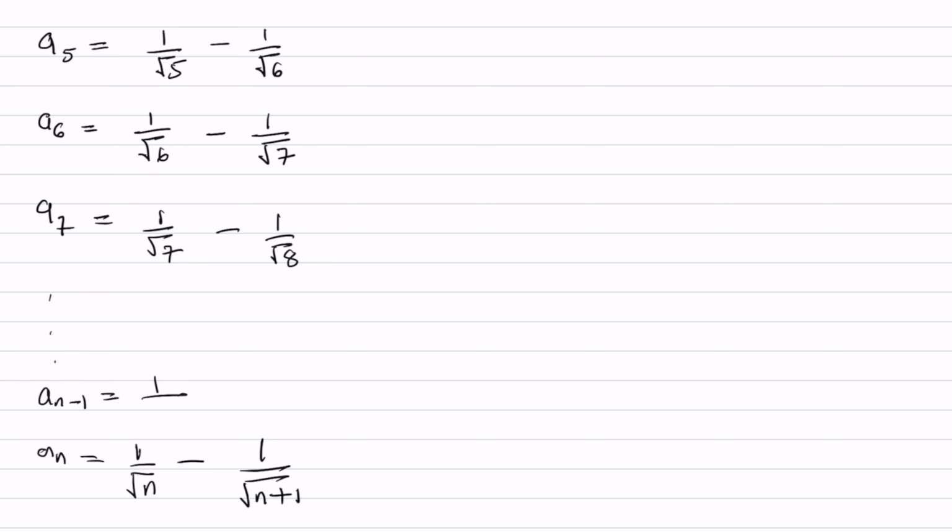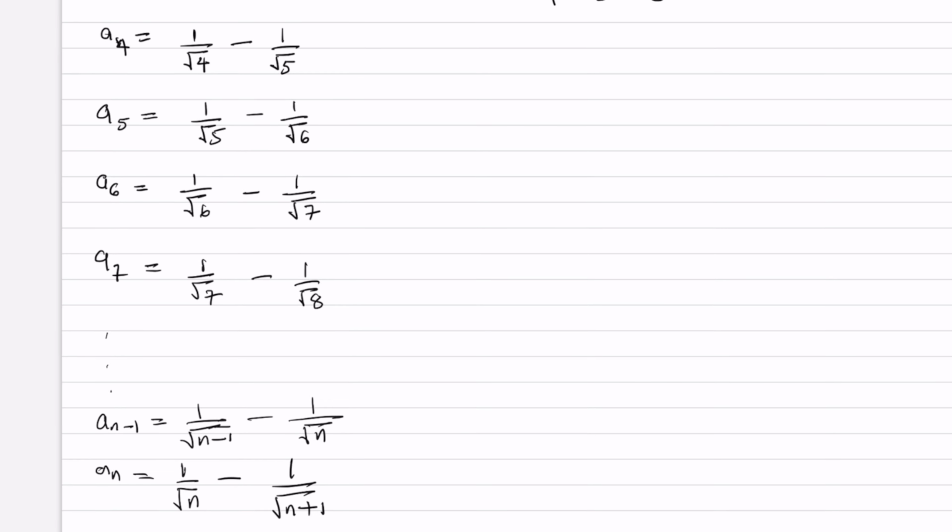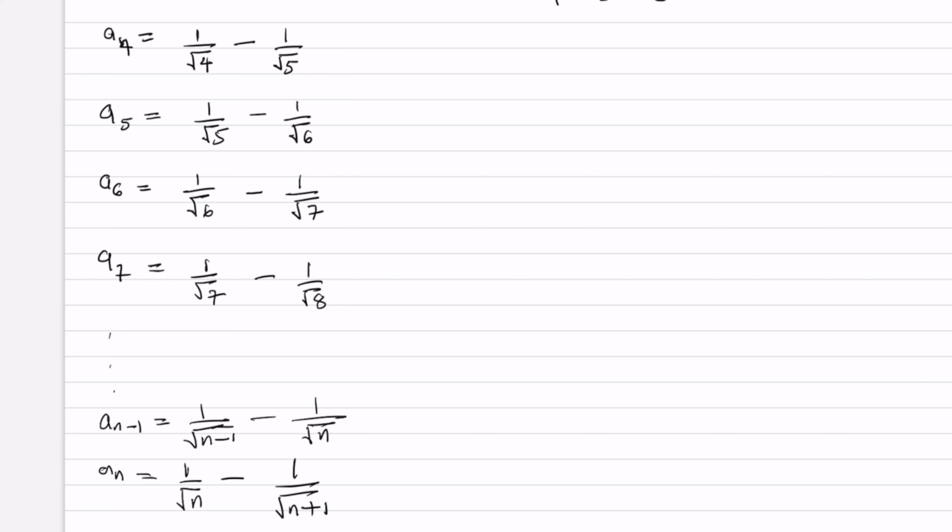To have a better picture, let me write An minus 1. For An minus 1, anywhere you see n, replace it with n minus 1. Don't forget that your partial sum is the addition of A4, A5, A6 up to An. When you observe this set of A4, A5, you notice something: I have negative 1 over square root of 5 and plus 1 over square root of 5, negative 1 over square root of 6 and plus 1 over square root of 6, right? If I add all those terms together, do you see that? You notice that this takes care of this.